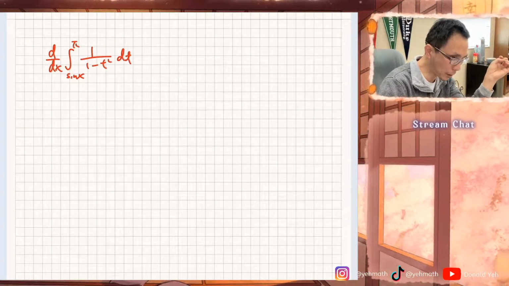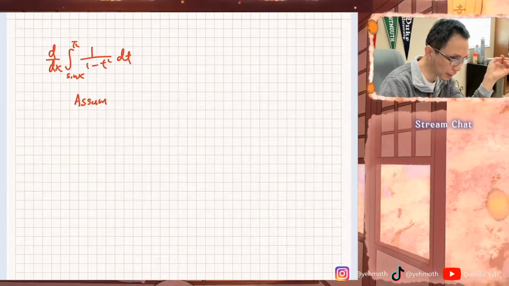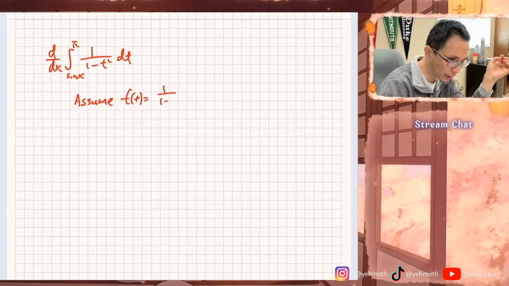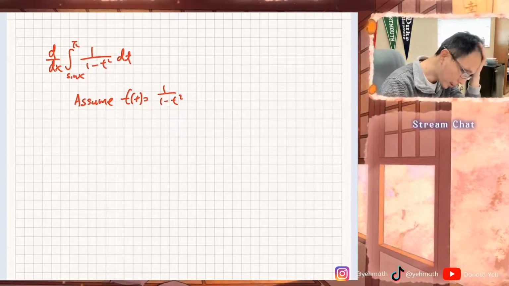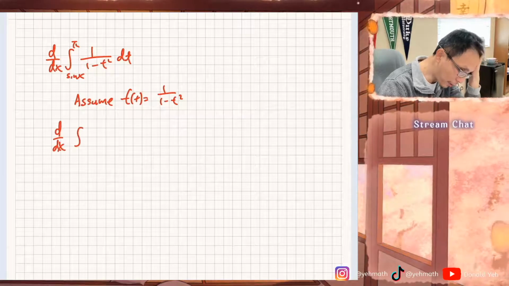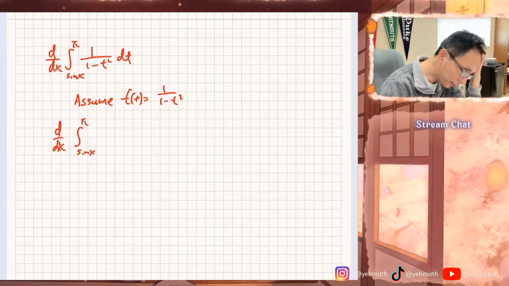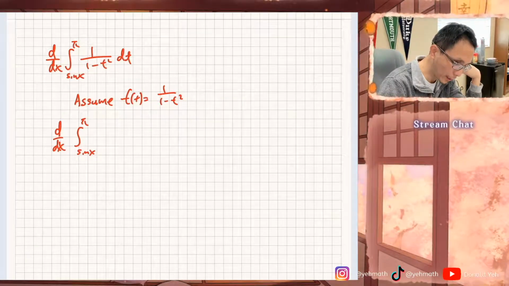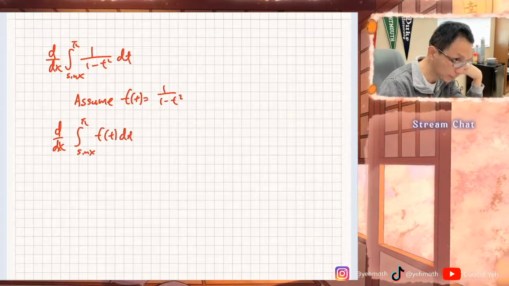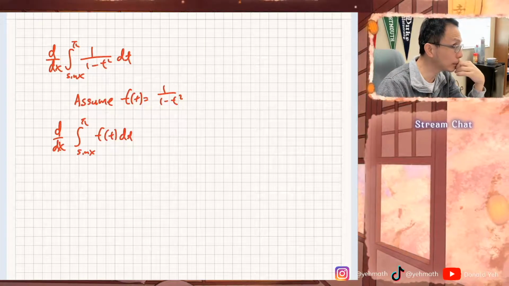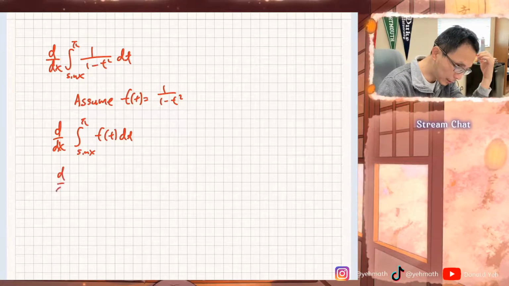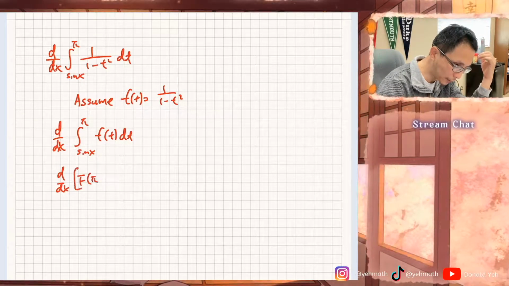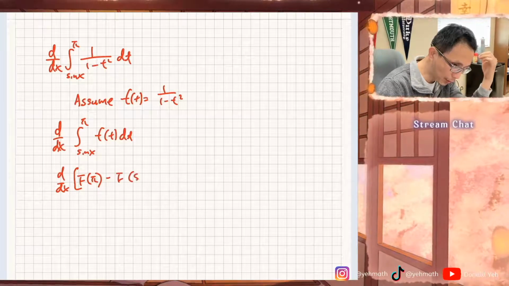But in this case, we don't have to integrate, because we just have to assume that f of t is equal to 1 minus t squared. So I'm going to take d/dx of the integral from sine of x to pi of f of t dt. Are we okay? If I integrate this, that's going to give you big F of pi minus big F of sine of x.